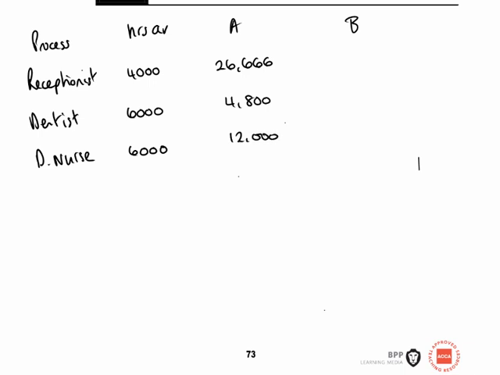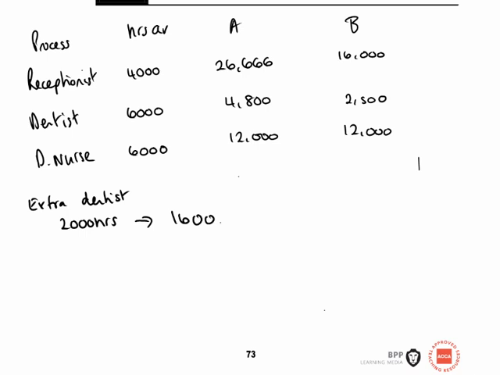Then for product B, do the same thing. So that's 16,000 B of reception time, 2,500 treatment Bs for the dentist, and again 12,000 for the dental nurse. If another dentist was employed, that's going to give us another 2,000 hours per year. What would that extra dentist be able to do in those 2,000 hours per year? Well, they'd either be able to do 1,600 treatment A's, or they could do 833 B's.